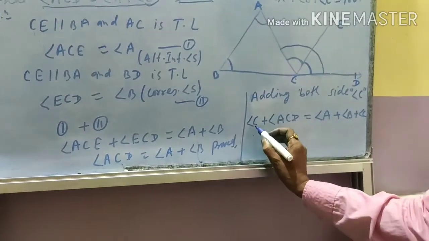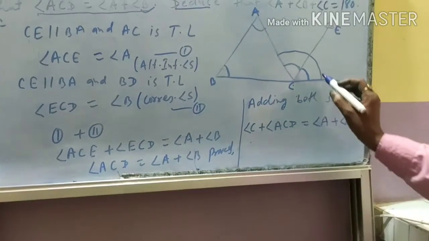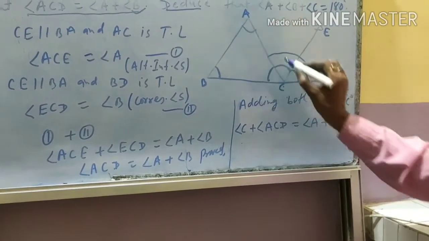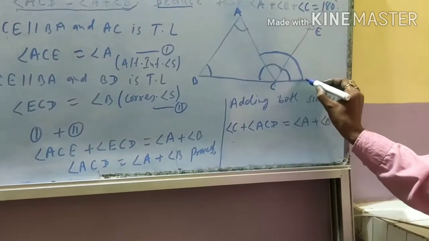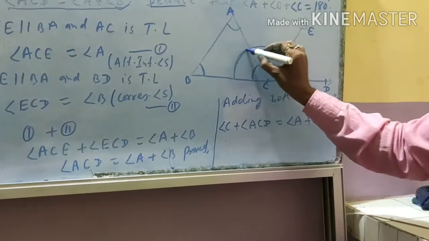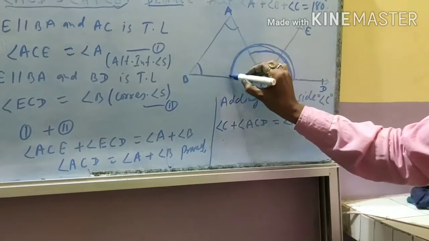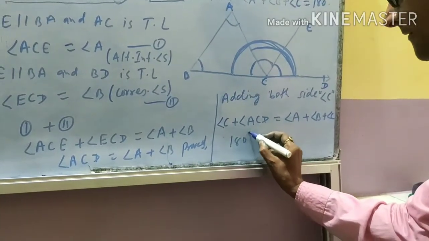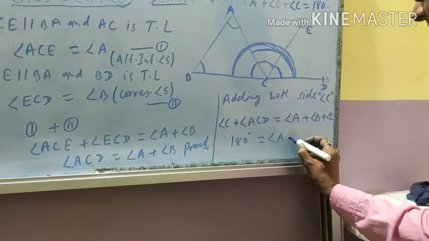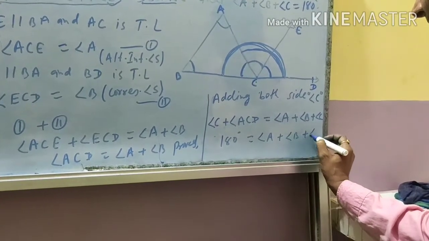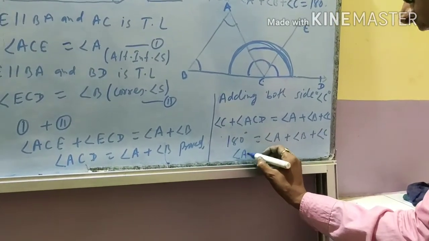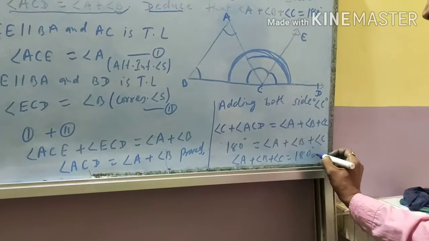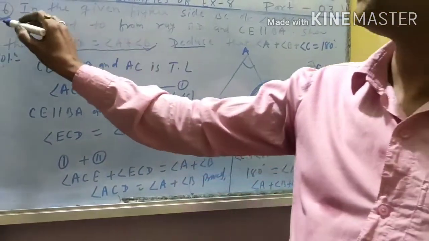So here student, angle C plus angle ACD. Angle C is this one, angle C plus ACE, so this whole angle is 180 degrees by linear pair. By linear pair, the complete angle is 180 degrees. So we can write 180 degrees is equal to angle A plus angle B plus angle C. So angle A plus angle B plus angle C is equal to 180 degrees. Okay student, I hope you understand this question also.